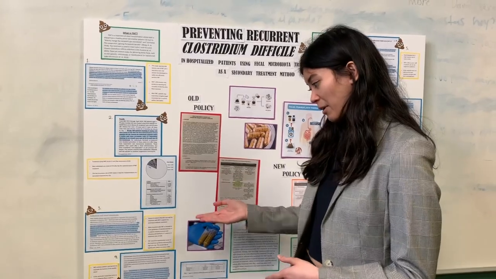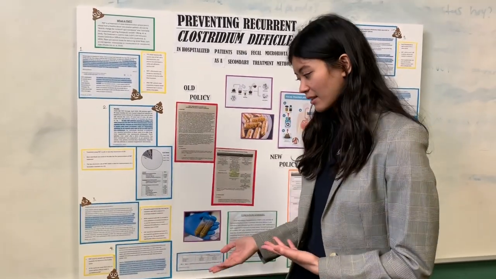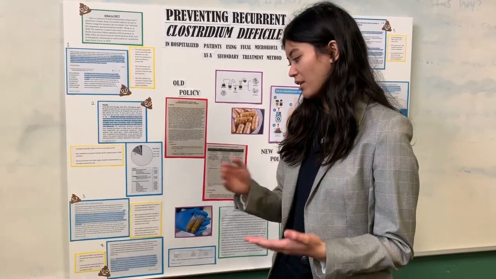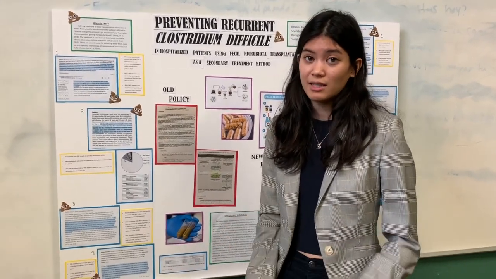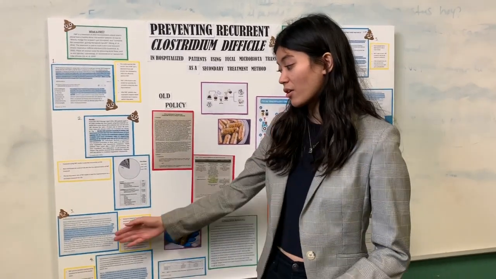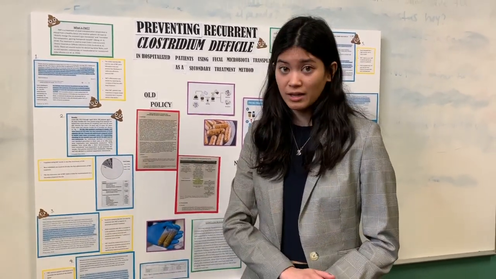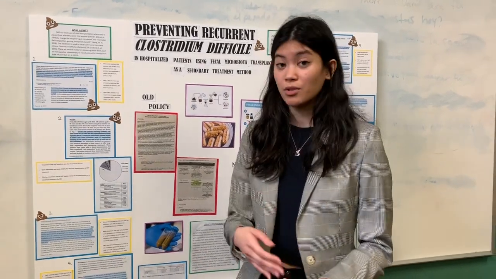So FMT is included in some standard guidelines, but it also is only used after treating recurrent refractory CDI, so 2 to 3 severe cases of CDI. So this article also supports that FMT should be implemented sooner as a treatment because of the high cure rate and also because it would significantly reduce recurrence rates.